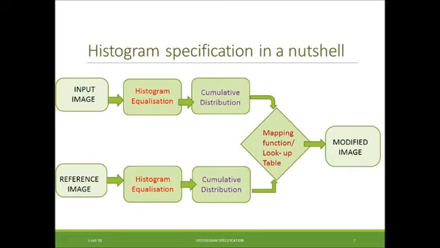Now let's look at the overall procedure behind histogram specification. The first step of histogram specification is the histogram equalization. The cumulative distribution functions of the histogram equalized images are computed at the second stage. Then a proper mapping function is to be formulated to get the modified image.